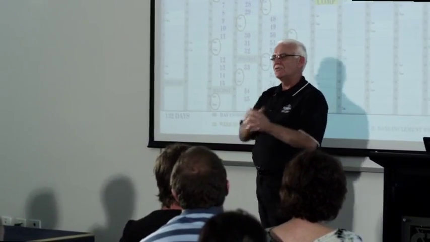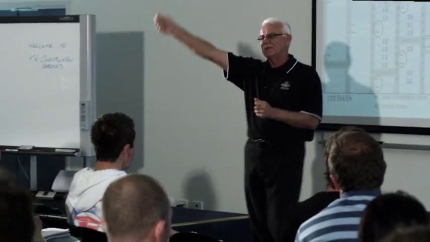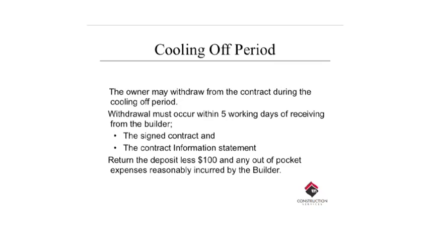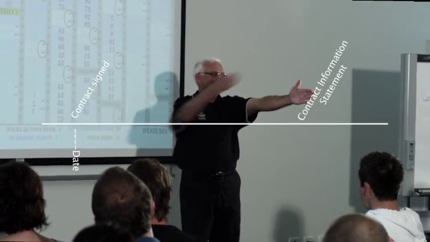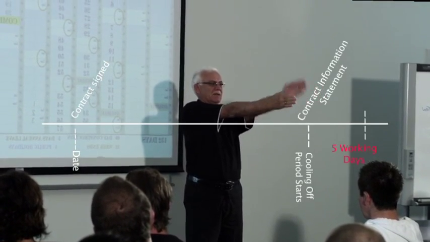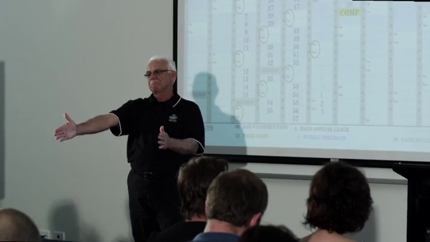Question is the cooling off period. If you've signed a contract and you haven't given them the contract information statement for 10 days after they've signed the contract, the cooling off period starts when you give them both, right? If you've given them the contract and you've given them the contract information statement, that's when the cooling off period starts. 5 working days. If you sign a contract on a Saturday and you give them the contract and the contract information statement, the cooling off period starts on Monday. Okay.